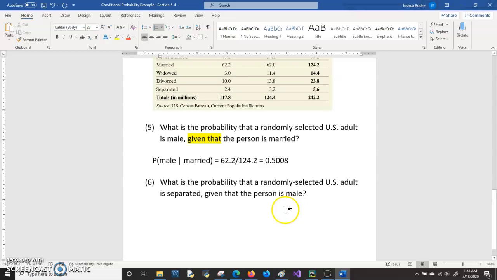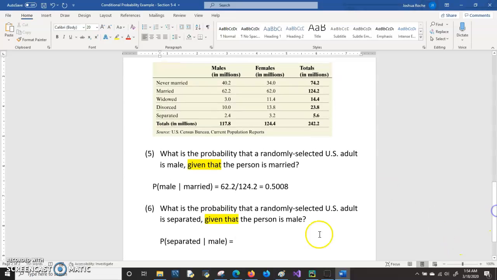Last one. What's the chances that a randomly selected adult is separated given that the person is male? So this is another conditional probability. You have that phrase given that. So I'm going to write it out as the probability a person is separated given that the person is male.